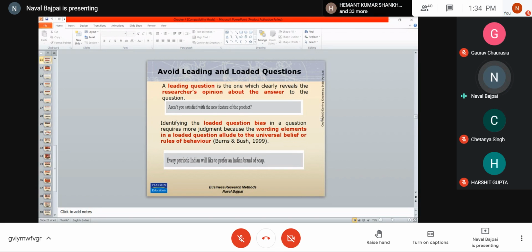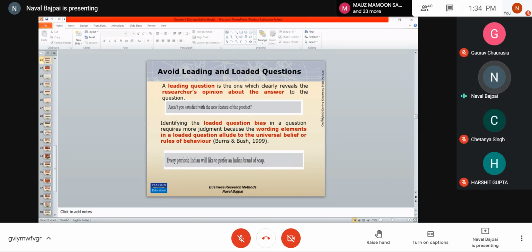The respondent is sitting outside. He is not interested in your research. You are supposed to generate his interest in the research. Otherwise, he is busy in his own struggle of life. Why would he be interested in our research? So this kind of leading question must be avoided, and loaded questions must always be avoided.